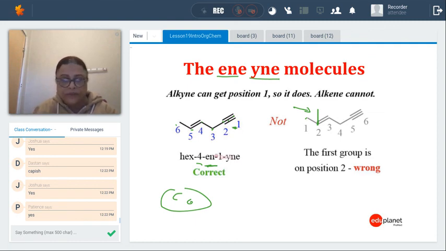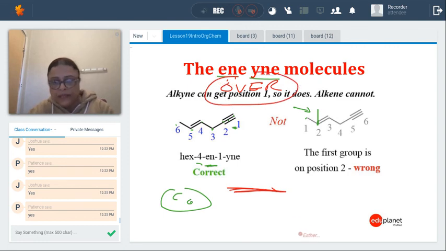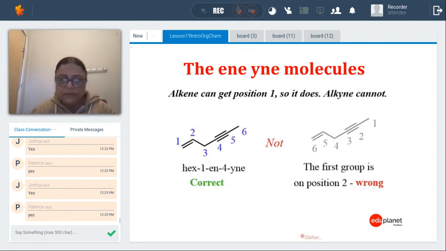Okay, so far so good. So this is also a bit of an overkill. And you have some more examples. What happens when I have something like this? The multiple bond starts at position 1. 1, 2, 3, 4. This will be hex-1-en-4-yne. Alrighty.